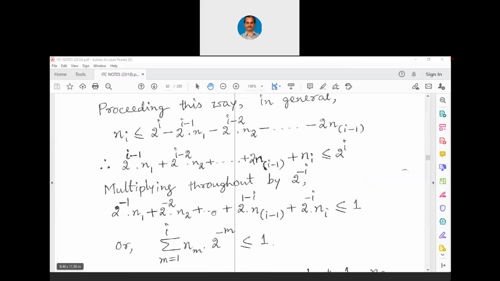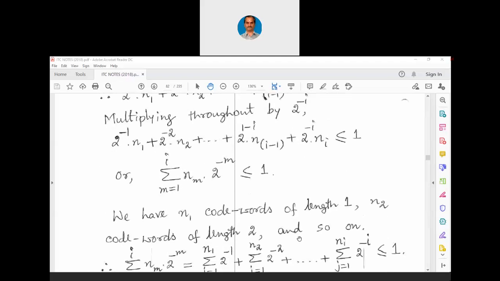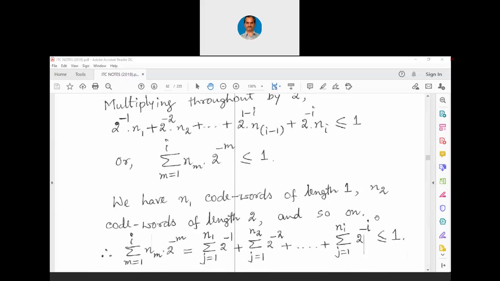We can have a summation here now. Summation of m equals 1 to I of nm into 2 power minus m. That is what is this left hand side. Is less than or equal to 1. We have n1 code words of length 1, n2 code words of length 2 and so on. Therefore, summation of m equals 1 to I of nm 2 power minus m equals summation of j equals 1 to n1 of 2 power minus 1 plus j equals 1 to n2 of 2 power minus 2, that way it goes on. We are just having an expression for this particular summation.